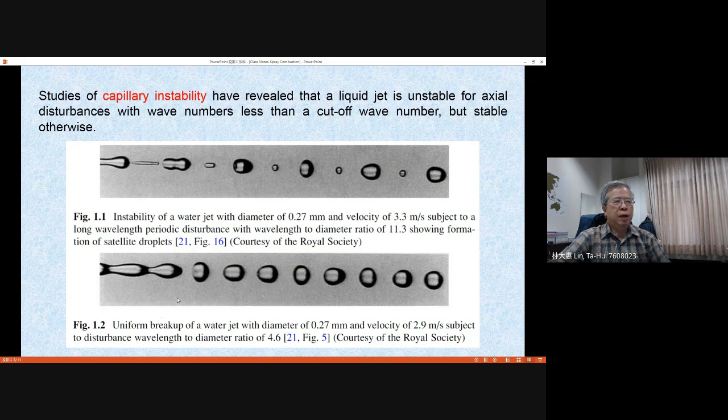And if you have a shorter, smaller disturbance for this case, the wavelength to diameter ratio is around 4.6, compared with the previous one, 11.3, then you will produce very nice droplet breakups, and you can have a spherical droplet at the end of the breakup. Okay, and those kinds of suitable wavelengths for the breakups will be determined by Rayleigh predictions. Later on, I will introduce it.